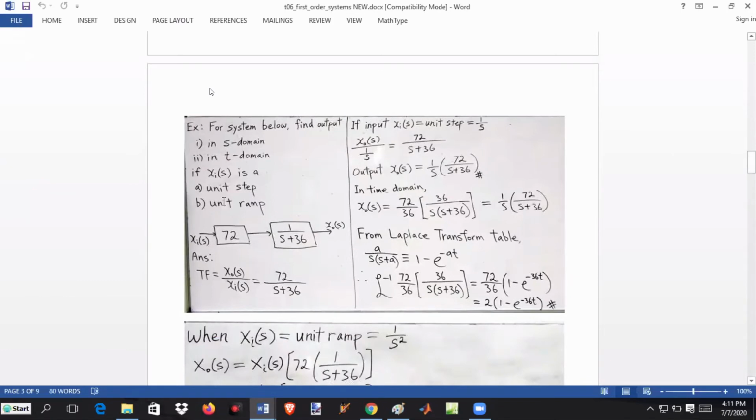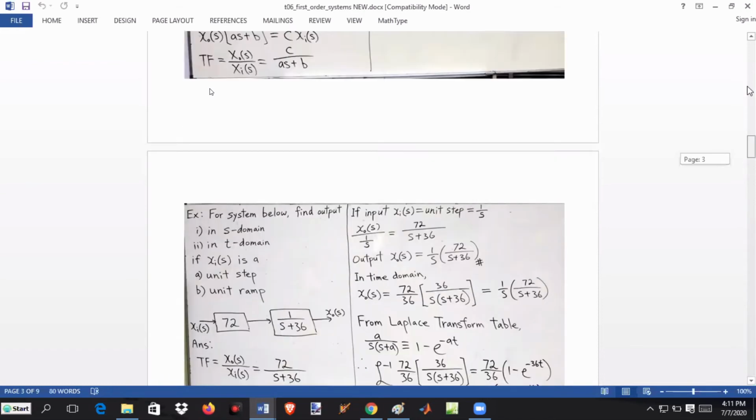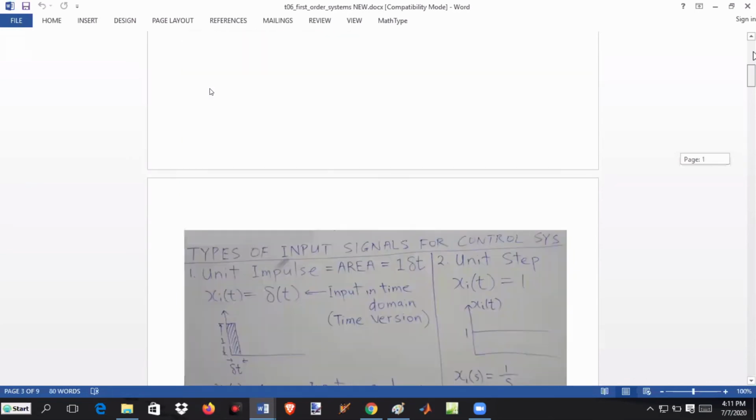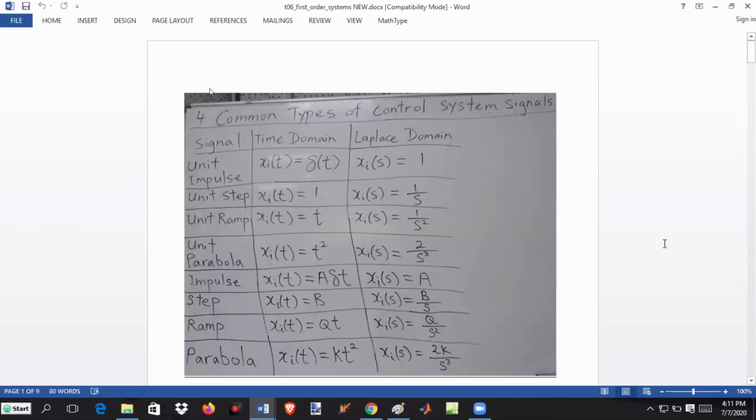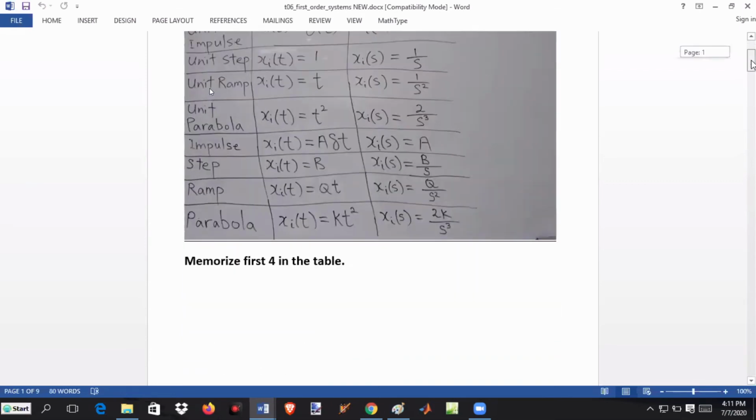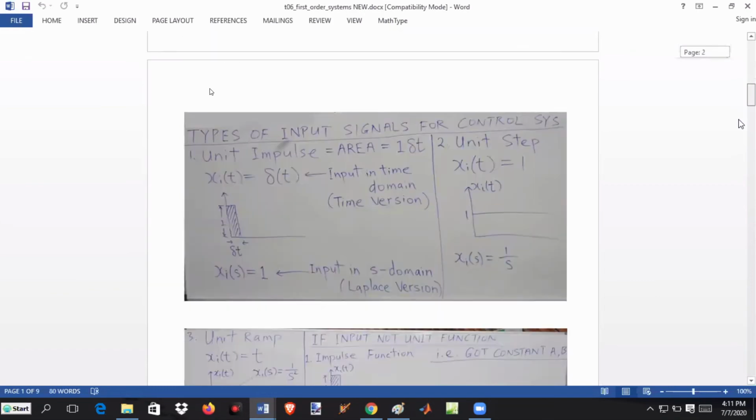It's very easy. For the S domain, if the input is a unit step or unit ramp, that's why I ask you to memorize unit step 1 over S, unit ramp 1 over S squared, and this parabola, 2 over S cubed. The impulse is seldom asked. Impulse is just 1, got nothing to ask. Usually it's unit ramp and unit step most of the time.